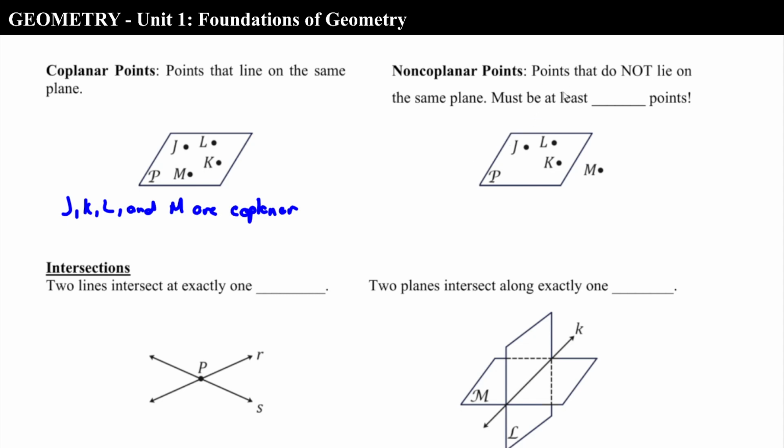Over here, we have points that do not lie on the same plane for non-coplanar. You must use at least 4 points to describe non-coplanar. Okay, it's just like it took 3 to describe non-collinear, it takes 4 to describe non-coplanar. So here, J, L, and K are on the same plane, they're on plane P, but M sits outside of it. So therefore, if you were to talk about all 4 of the points, J, K, L, and M, then you can say that they are non-coplanar. It only takes 1 to not lie in the same plane for it to be non-coplanar.